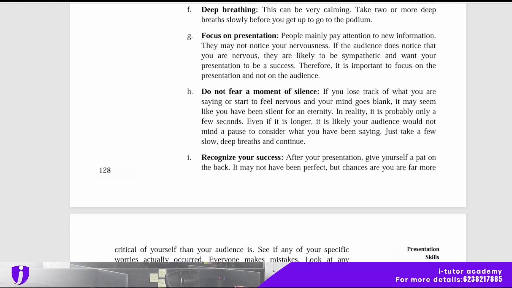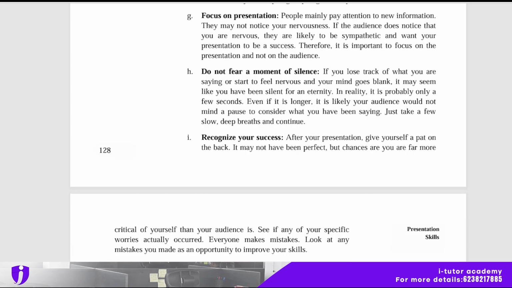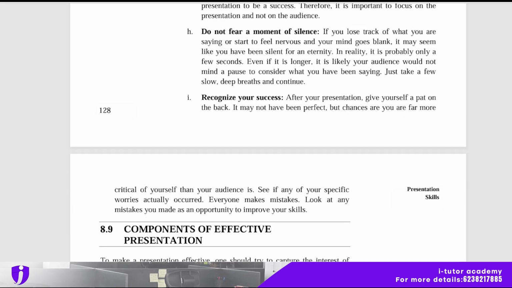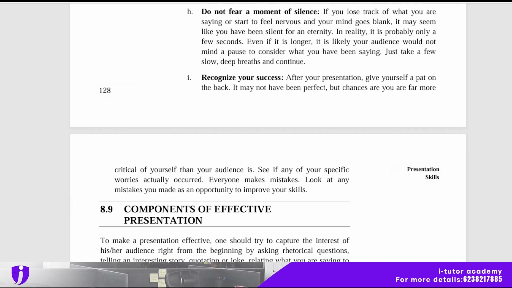Deep breathing. This can be very calming. Take two or more deep breaths slowly before you get up to go to the podium. Focus on the presentation. People mainly pay attention to new information. Do not fear a moment of silence. If you lose track of what you are saying or start to feel nervous and your mind goes blank, it may seem like you have been silent for an eternity.